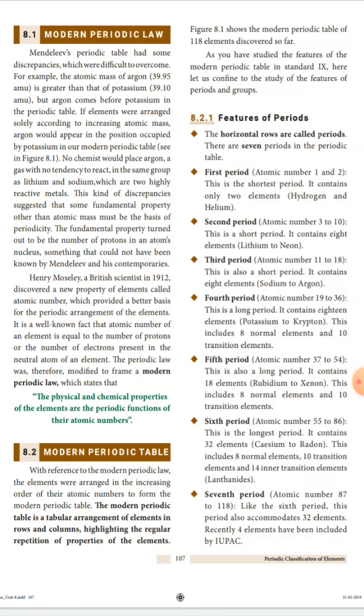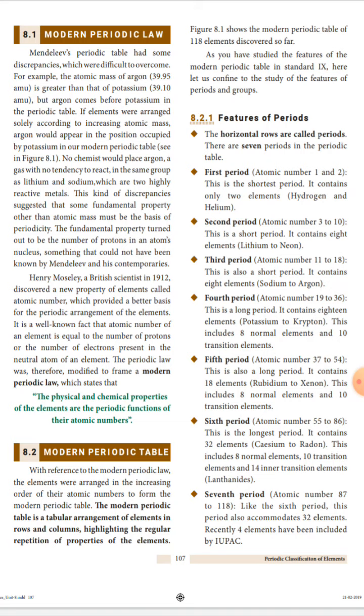Henry Moseley, a British scientist, in 1912 discovered a new property of elements called atomic number. Based on this atomic number, using the increasing order of atomic number, he devised the modern periodic table. And what is called the modern periodic law? The physical and chemical properties of the elements are the periodic functions of their atomic numbers.